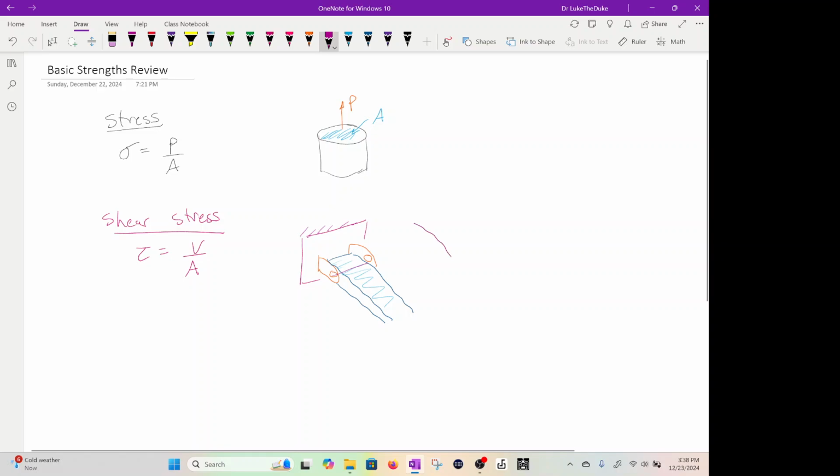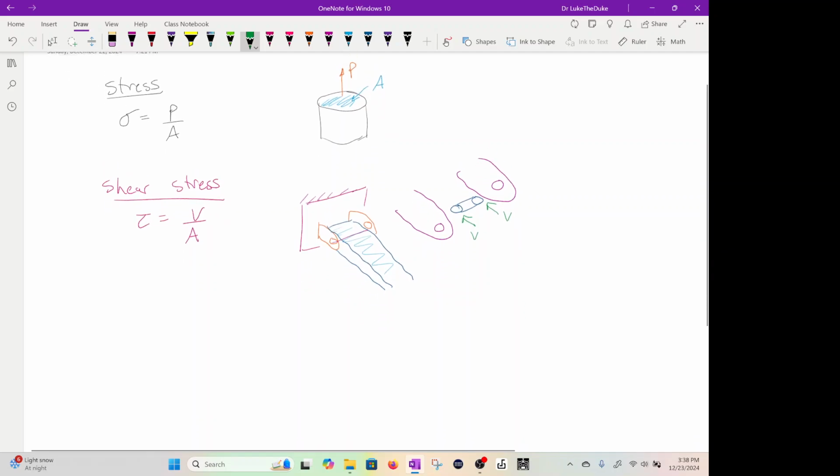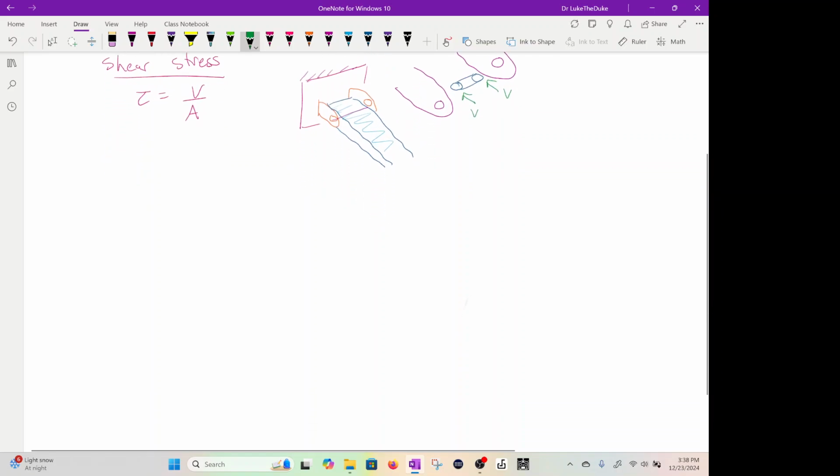Okay, so if I draw these out, there are the holes, and then here would be the pin. This is the pin that would go between, and then you would have, let me do this in green, V, this is your shear force. So if we add too much weight to it, they would shear right off. Break. All right, so stress, normal stress, shear stress.